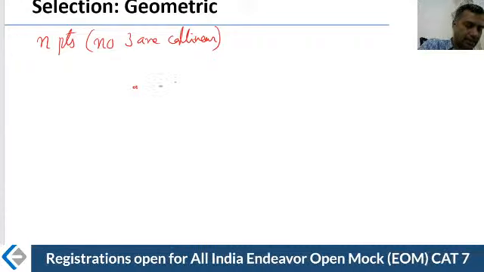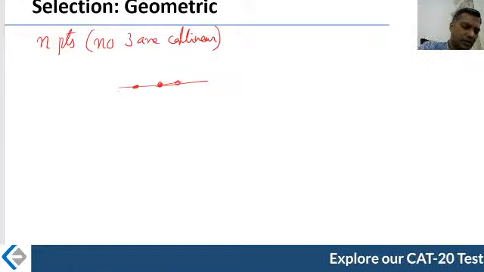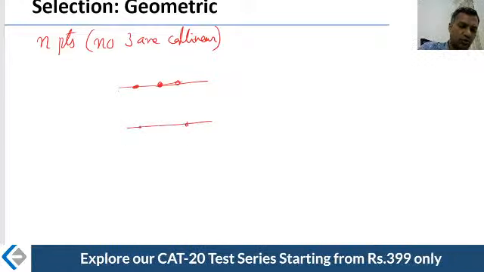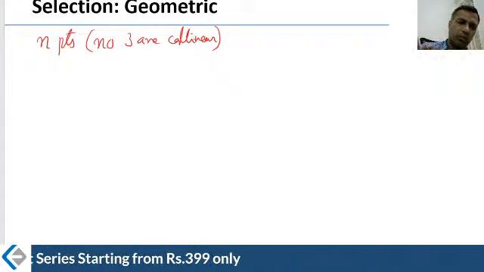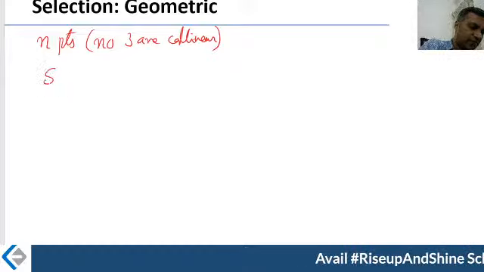Say, for example, these 3 points are said to be collinear, assuming they fall on the same straight line. Why no 3 points are collinear? 2 are always collinear. You take any 2 points, you can always draw a line through them, wherever you place those points. Therefore, I said that no 3 points are collinear. Given n points, no 3 are collinear, how many straight lines can be formed?